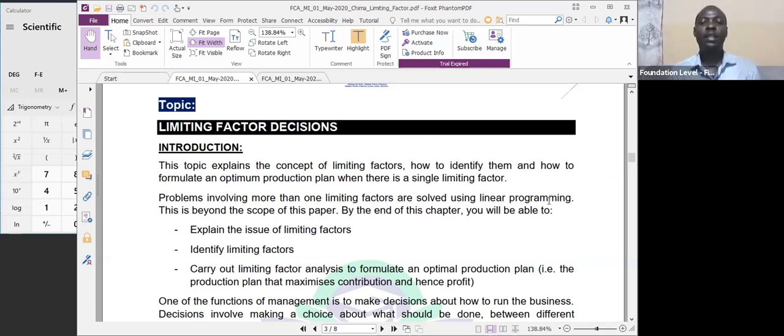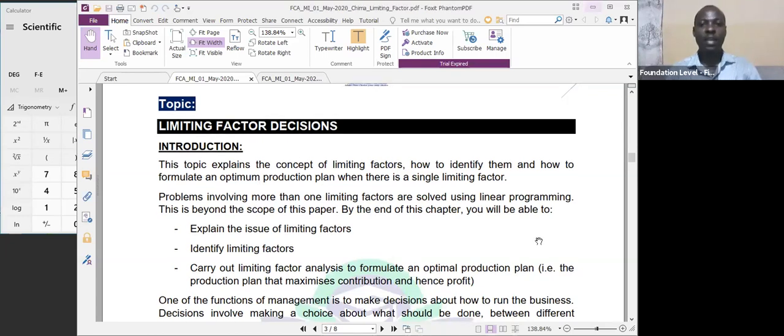So the things you should know in this particular topic are, one, there is something limiting your production, so you cannot produce as much as you can. Secondly, that thing limiting your production is just one thing. And thirdly, since we are talking about our sales demand as our principal budget factor, we will not use sales demand as a limiting factor. These are the things that are limiting our production.